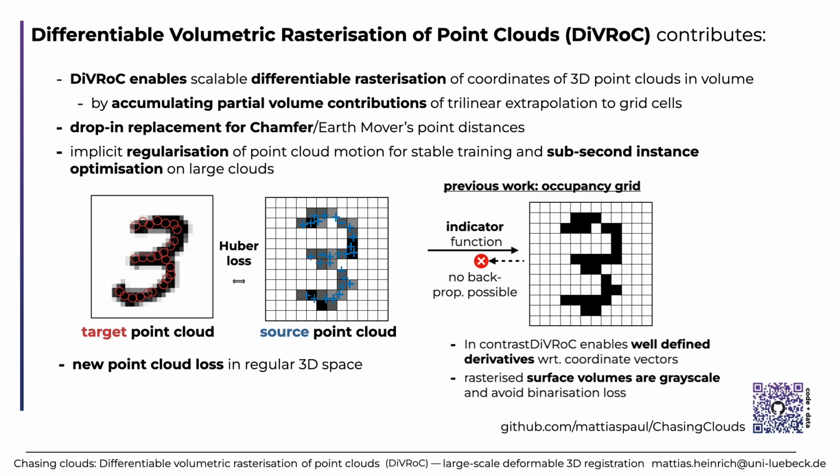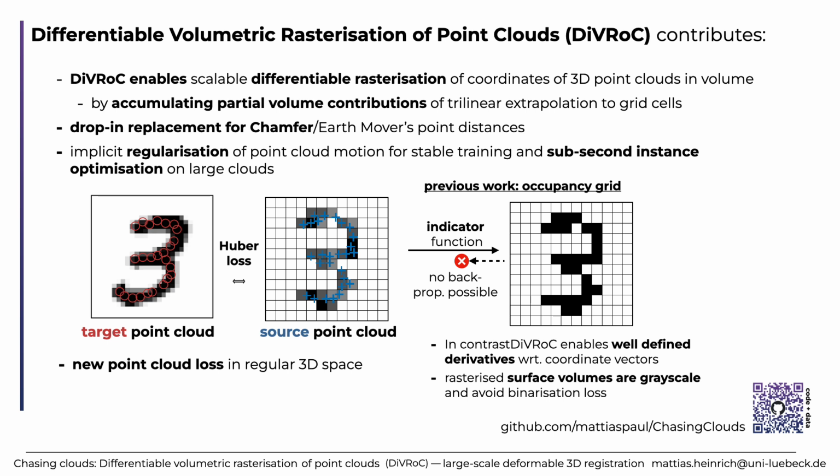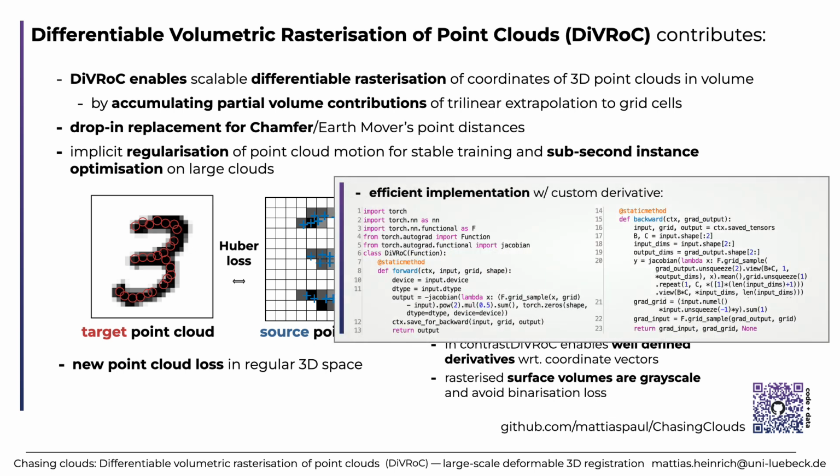And in contrast to binary occupancy grids, we obtain a grayscale surface representation that enables backpropagation and well-defined derivatives. Check out our GitHub implementation for details, which shows how to efficiently employ the Jacobian operator of the grid sample function in PyTorch.